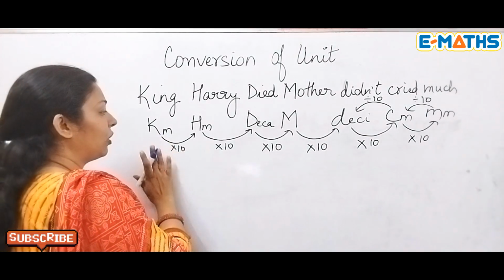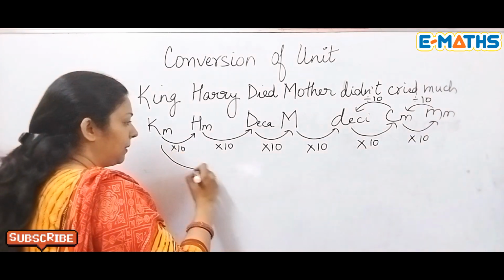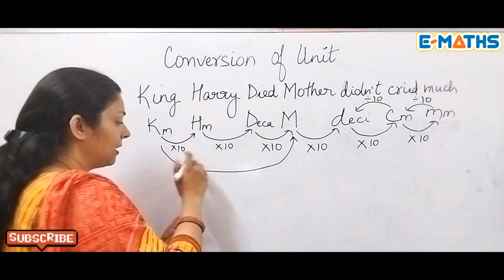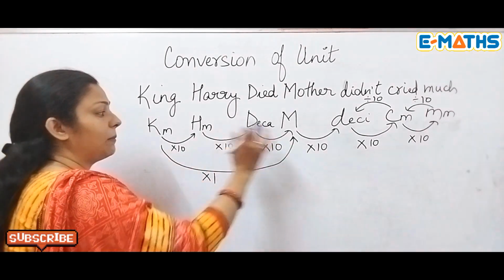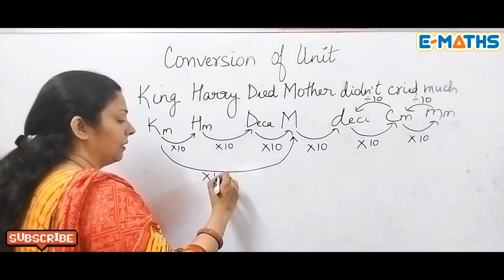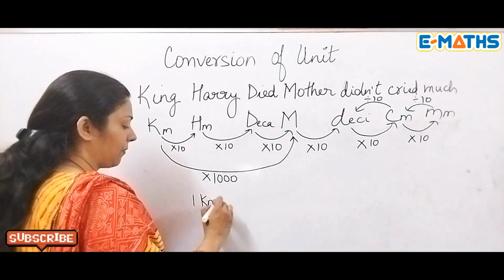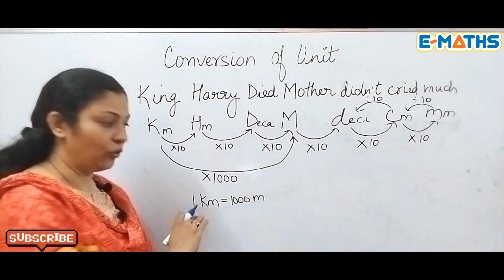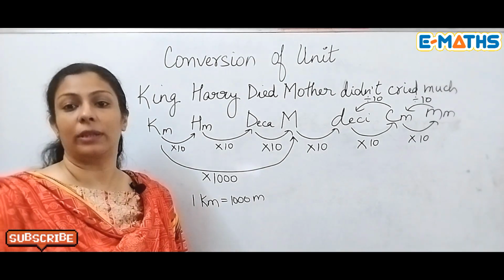If you have to find out how many meters are there in 1 kilometer, you can simply make it like this. Now see how many zeros are there in between kilometers and meters. We have 1, 2 and 3. That means 1 kilometer has 1000 meters. So if you know this, then you can convert any given kilometers to meters.